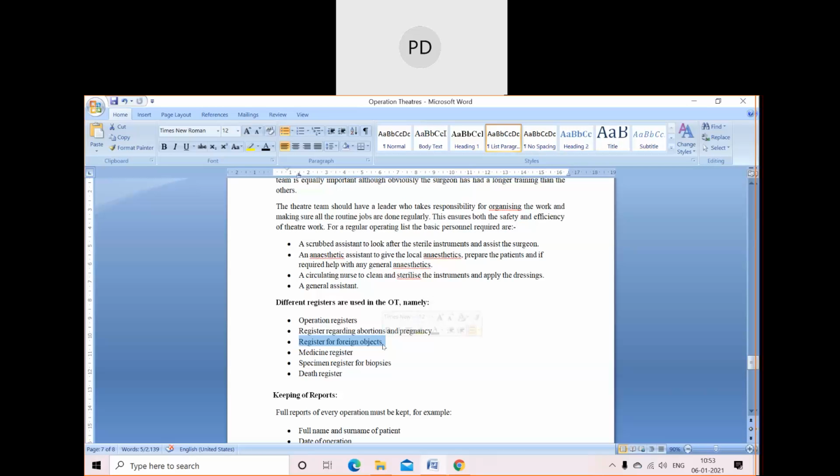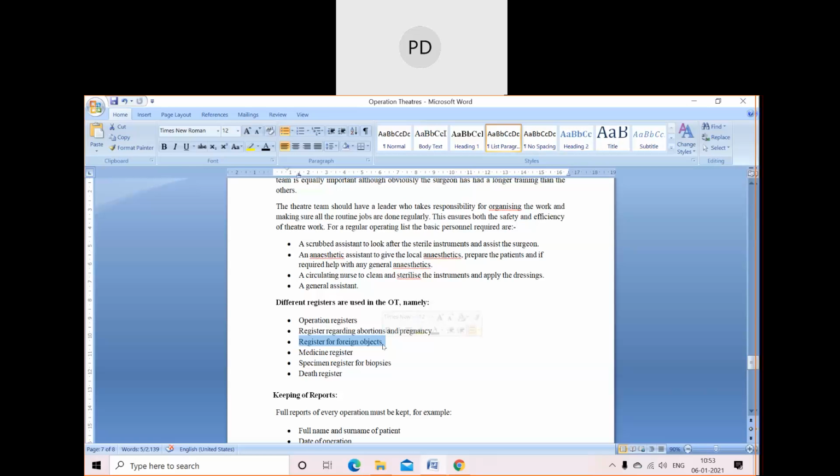Now for this register you have to maintain the type of object, what kind of object you have recovered from the patient's body, the size of that particular object, and from which organ or part of the body you have removed it. Those details you have to mention in this particular register. Okay, and there is also a medicine register.